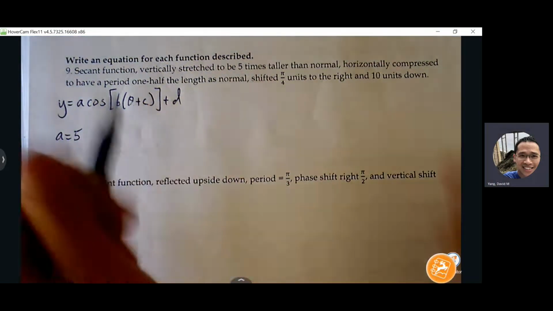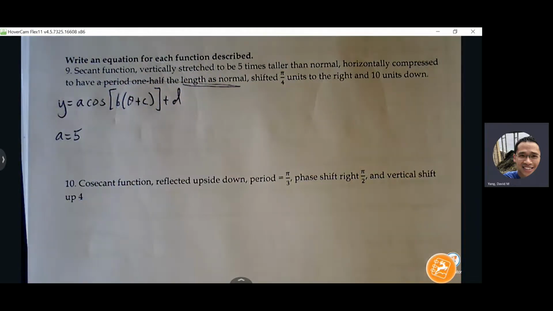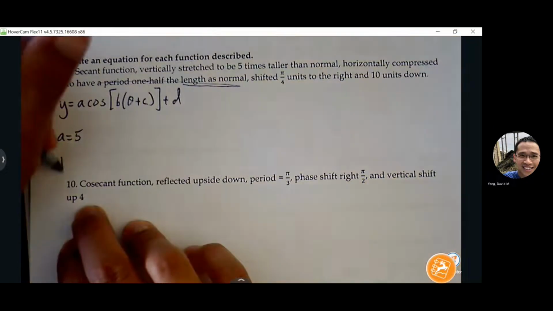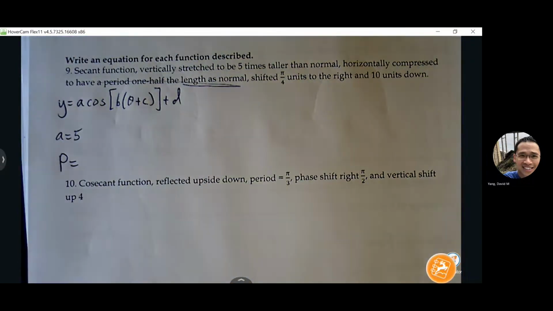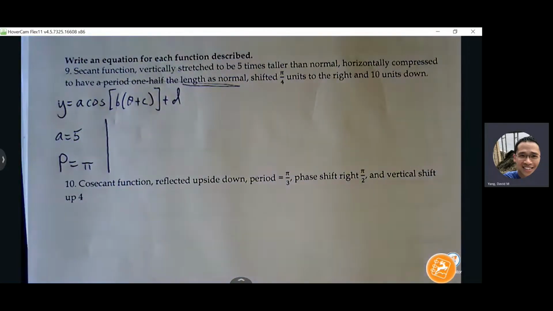Horizontally compressed to have a period 1/2 the length as normal. So what's 1/2 of normal? It's pi, right? Because normally cosine is 2 pi. So if I want only half that period, then my period is pi. And then from here, how can I get to my b value?